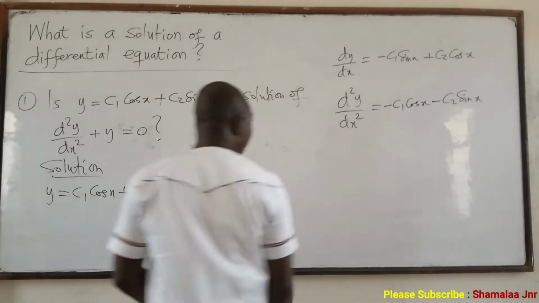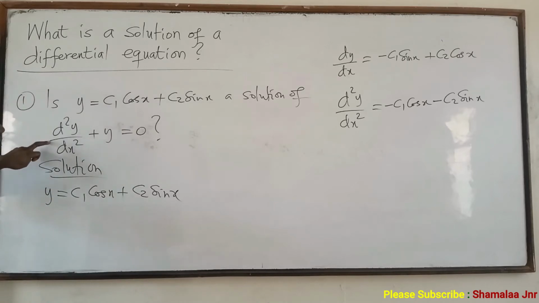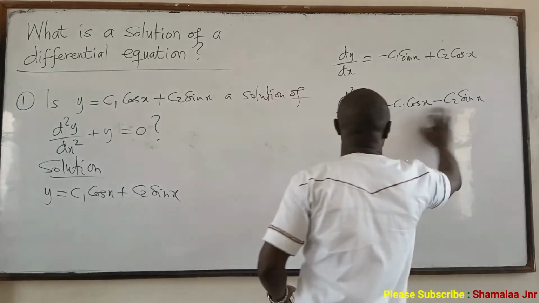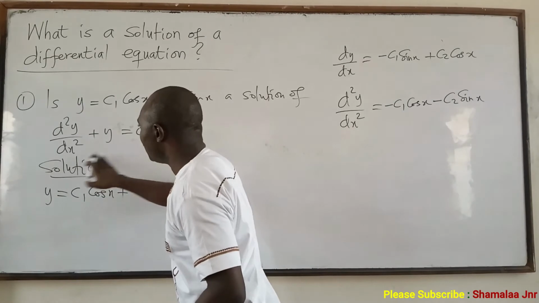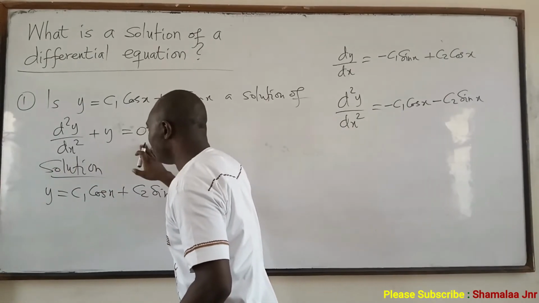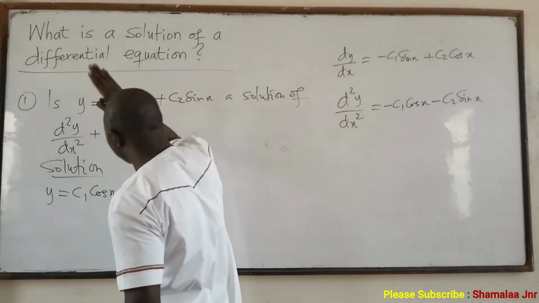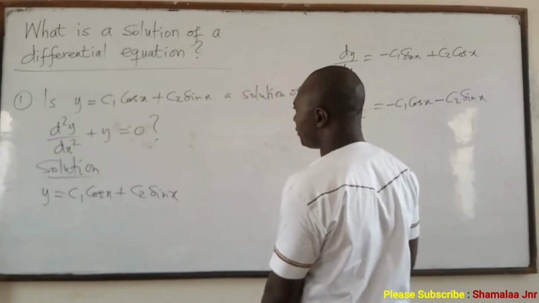Now look on the board. They have been asked to find out whether this one is a solution of this or not. So let's do the substitution. We have d squared y dx squared to be this, and then y is this. If you do the substitution and you get 0, then you can confidently say that this is a solution of this differential equation.